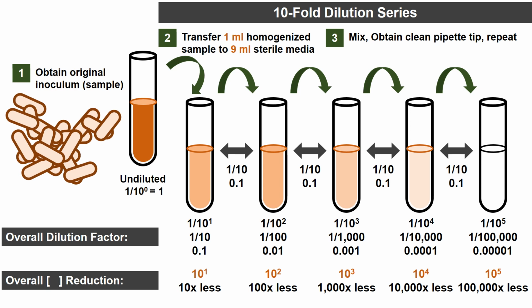We need to reduce the turbidity. We need to reduce the concentration. We need to reduce the numbers of bacterial cells in there. And we're going to do it by a 10-fold dilution series, where each tube has 10 times less than the one before. And we're going to do as many as it takes until we see very low turbidity.